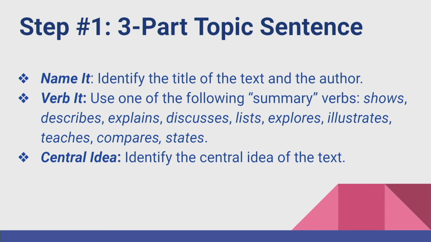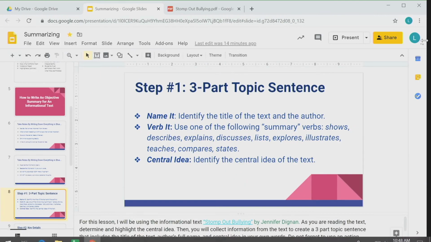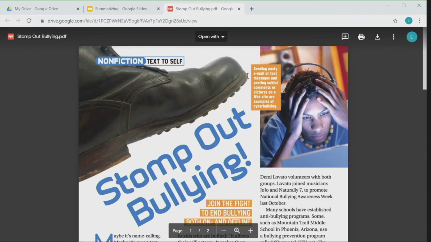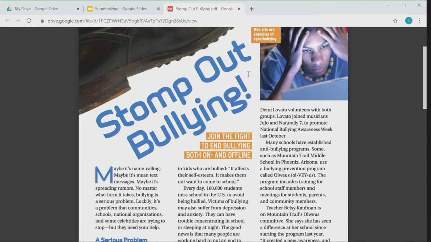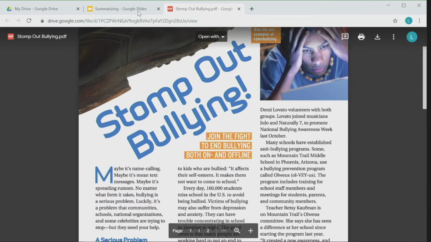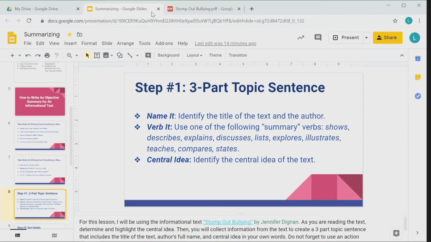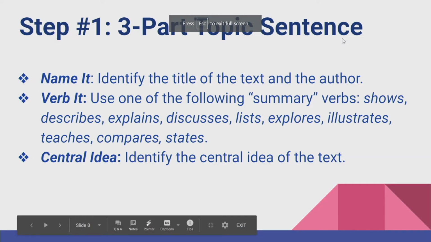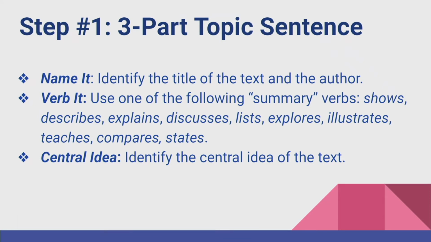For this lesson, I will be using the informational text Stomp Out Bullying by Jennifer Dignan. And here's a copy of the text that I'll be using. As you are reading the informational text, determine and highlight the central idea. Then collect information to write a 3-part topic sentence, which is step 1.